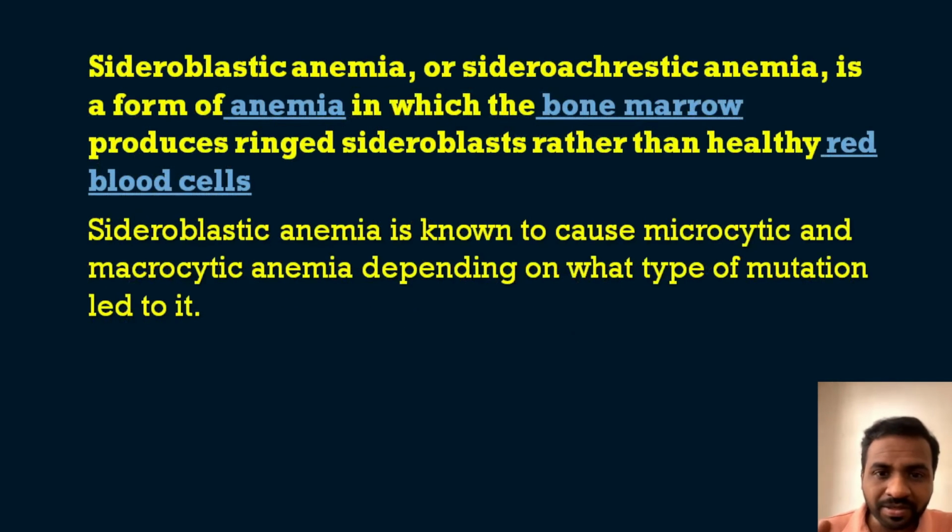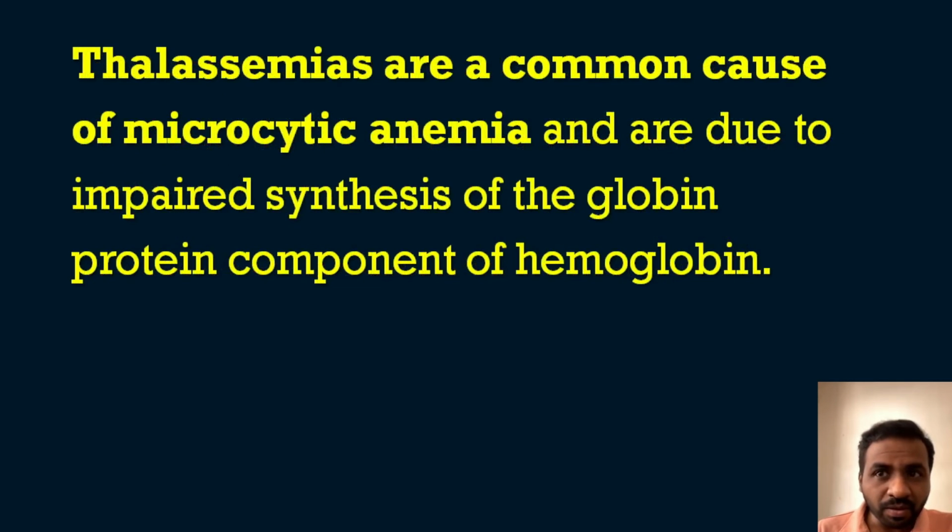Then what is sideroblastic anemia? Sideroblastic anemia is a form of anemia in which the bone marrow produces ringed sideroblasts rather than healthy red blood cells. Okay, so it will be producing ringed sideroblasts instead of healthy RBCs. So sideroblastic anemia is known to cause microcytic and macrocytic anemia depending upon what type of mutation led to it. Okay, so sideroblastic anemia can cause microcytic, but it can cause macrocytic anemia also. So here the answer for our question is aplastic anemia. Okay, so I think that question also is clear for you.